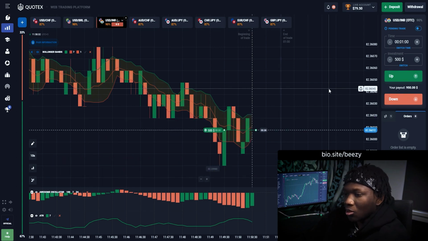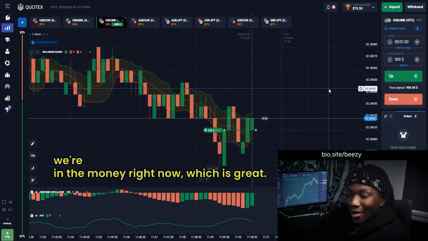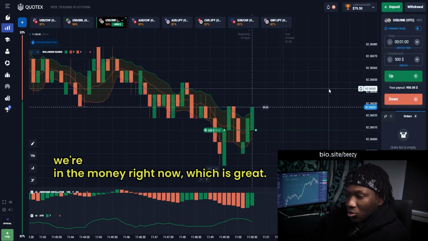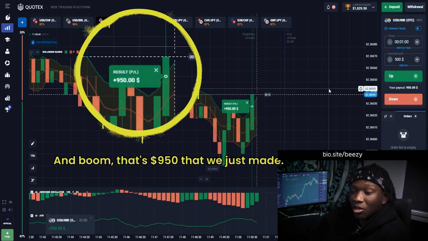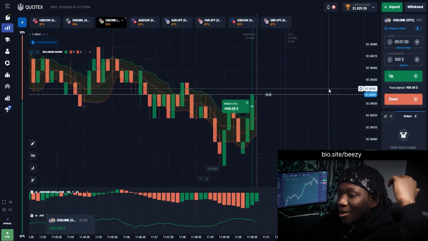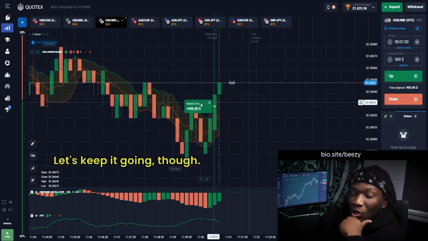And as you can see, we're in the money right now, which is great. And it seems like this might have been a great trade for us to make. And boom, that's $950 that we just made. Great. Let's keep it going though.